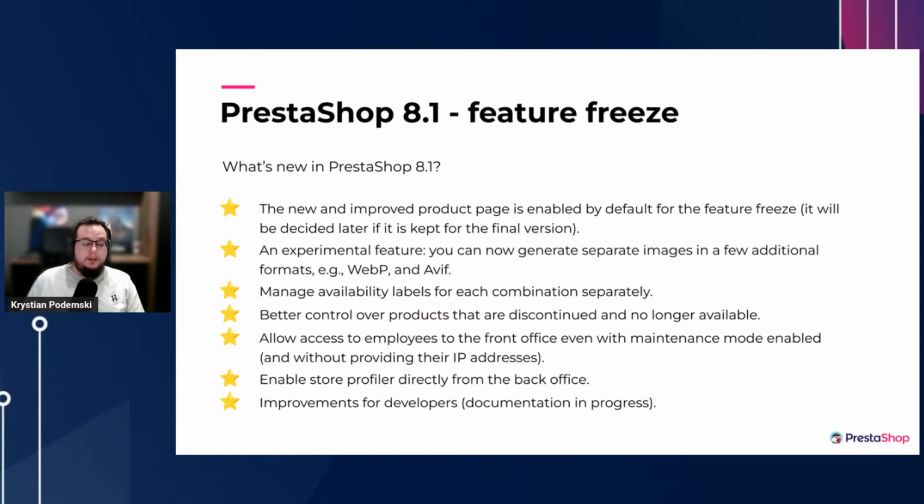What else? There's a great addition when it comes to products and managing them. For instance, you will be able to manage availability labels for each combination separately. For the V8 and previous version, it wasn't the case. You could have set up a combination for the flat product, for the general product, but you couldn't do it for each combination separately.